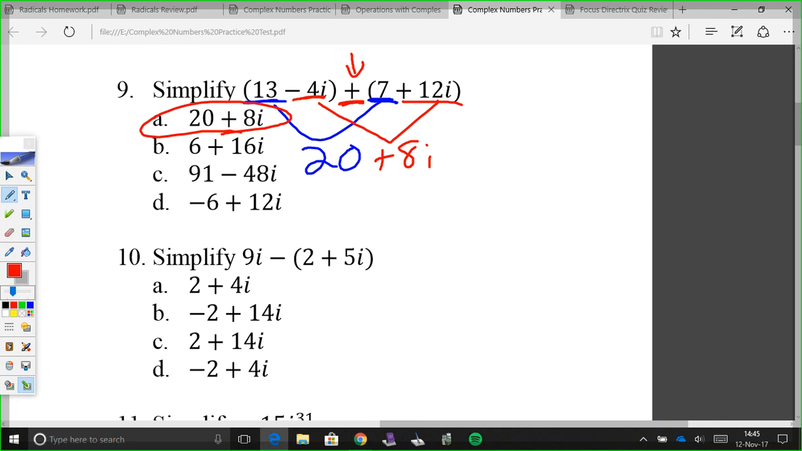Now, number 10 says to subtract. So whenever I see a subtraction problem, one thing I like to do first, before I try to combine any of these terms, is distribute my negative, okay? This is a negative 2 and a negative 5i. A lot of people will forget to do that negative 5i because they won't remember to distribute that negative. So don't you forget that you're supposed to distribute that negative.